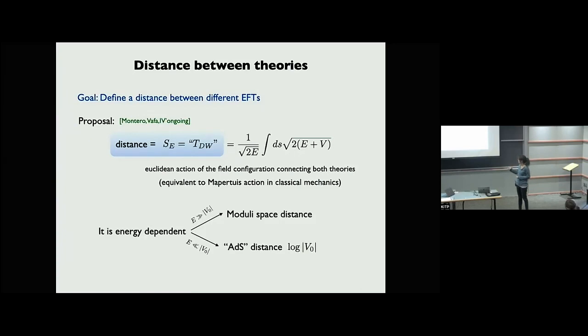It's nice that this is a notion of distance which is energy dependent, so it depends on the energy at which you probe the theory. But we can show that when the energy becomes very large, so from the UV perspective, everything seems massless, and you can show that this recovers the moduli space distance. But if the energy is very small in comparison to the potential barrier, you recover this AdS distance that they propose in terms of the log of the potential, giving a motivation for the relation between the mass of the tower and the potential.